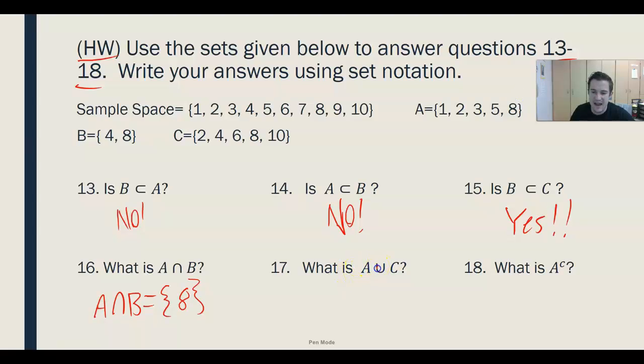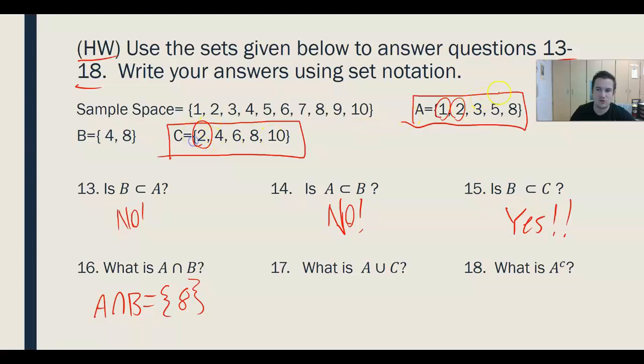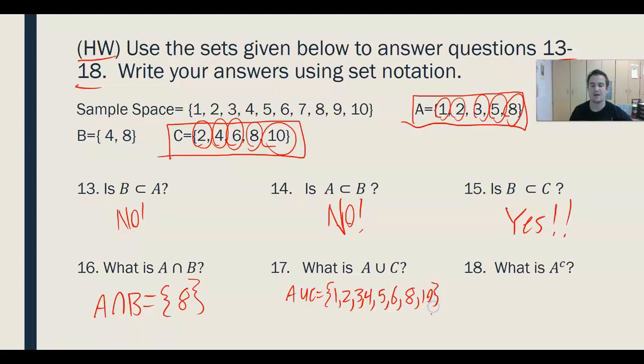Okay, next one says, what is A union C? That's what this little U means, union, which means what are all the elements that are either in set A or set C? So let's say I have 1, 2, 3, 4, 5, 6, 8, and 10. So A union C is 1, 2, 3, 4, 5, 6, 8, and 10. Again, because A union C is all the elements that are either in set A or in set C, all just listed once.